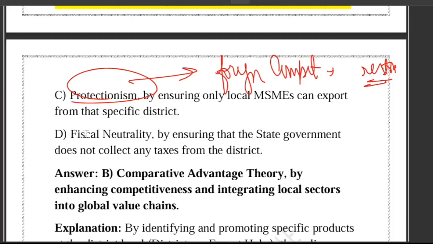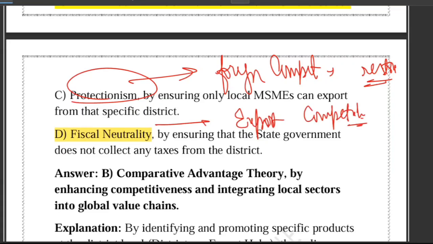The last option is fiscal neutrality. This is not related. This policy is not about tax neutrality. It's all about export competitiveness. So please understand, fiscal neutrality is not related to it.